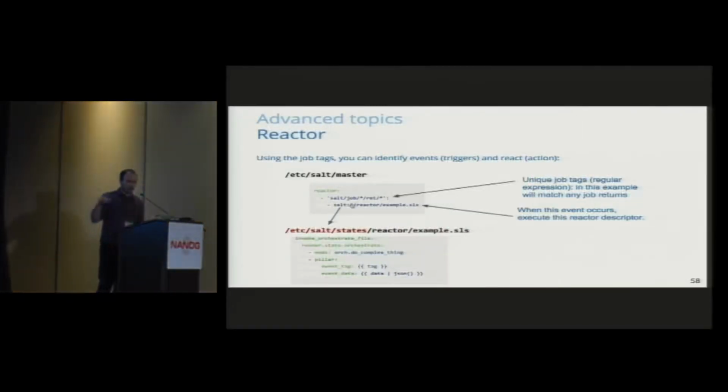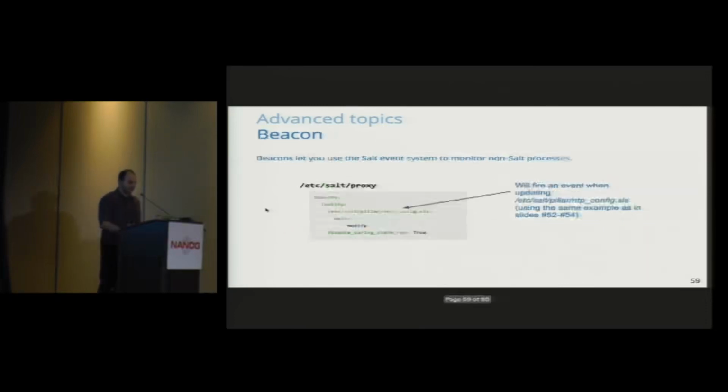When this event occurs, go and run this reactor. Again, the reactor can be specified using the salt:// path and will be resolved by Salt, depending on how you have specified the file roots. Inside the reactor, you can process and you can call different commands to be executed when an event happens.